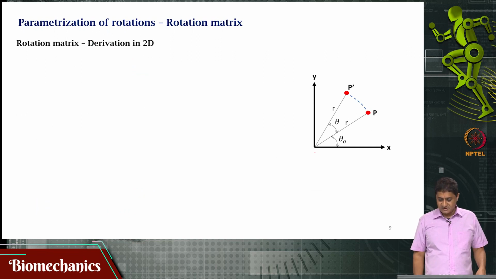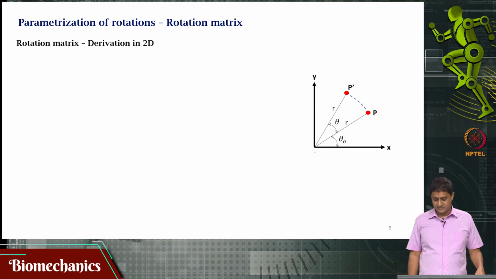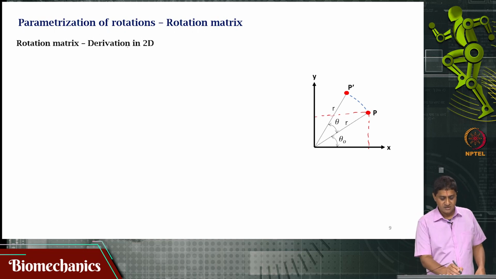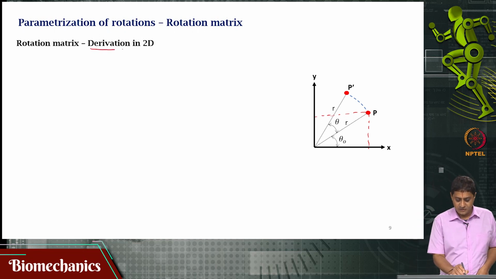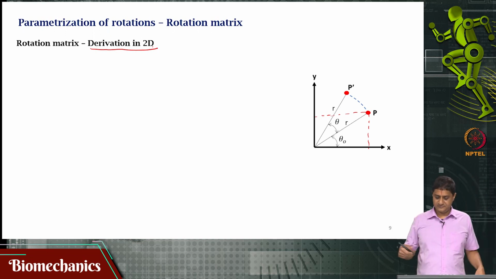We start with a simple case. Okay. Let us say that there is a point P here, and initially it is having an angle of theta with respect to the horizontal axis, which is the x axis. This is a rotation matrix in 2D. Okay.